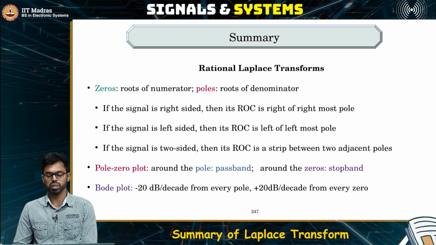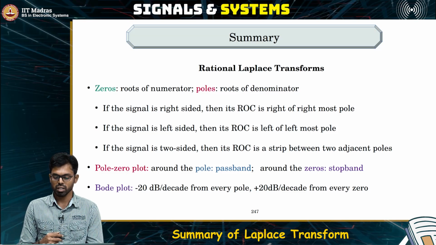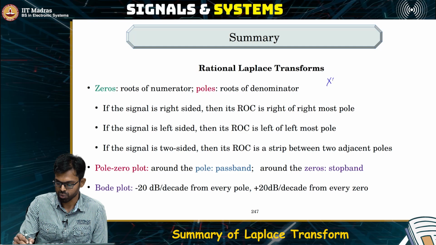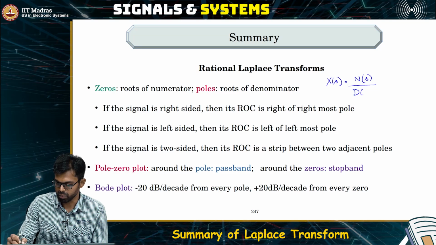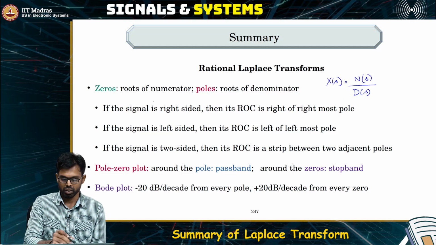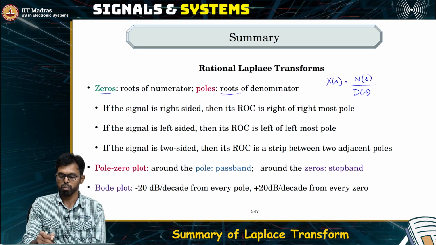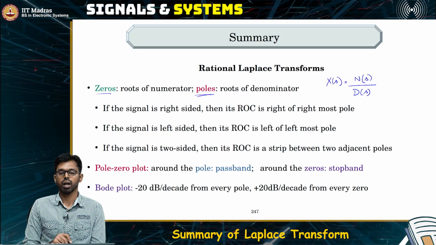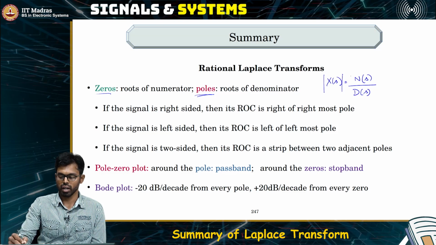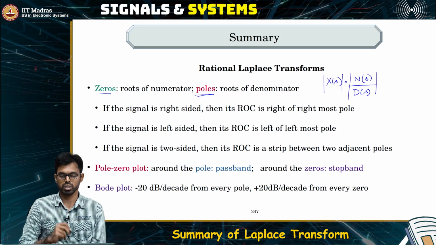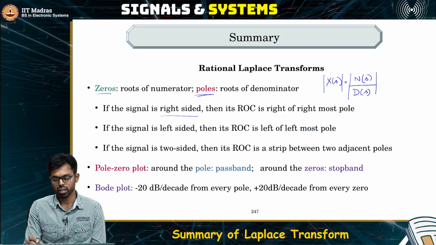When we talk about poles, we have to talk about rational Laplace transforms. The moment the Laplace transforms are rational, you can write them as a numerator polynomial divided by a denominator polynomial. The roots of the numerator are what we call the zeros, and the roots of the denominator are what we call the poles. At the zeros, the magnitude of the transfer function is 0, and at the poles, the magnitude of the transfer function is infinity. If a signal is right-sided, then the ROC is to the right of the rightmost pole.